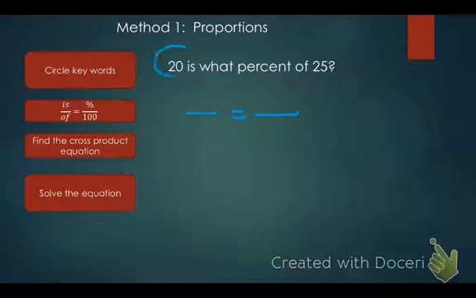So 20 is, I'm going to circle that. That's telling me that the 20 goes in the is spot. What percent means I don't know the percent, so I don't know what part out of 100, so I'm going to put x over 100. And of 25, that's my whole amount, or my of, is going to go on the bottom.